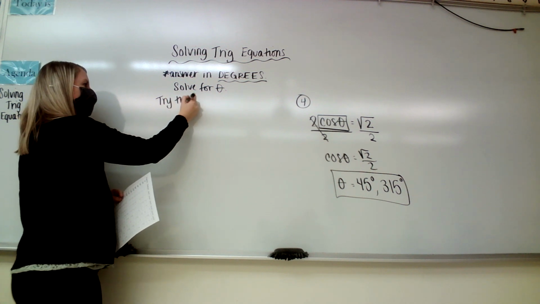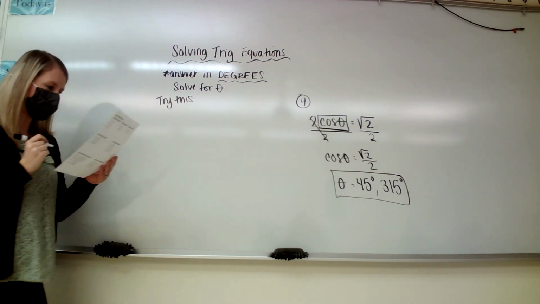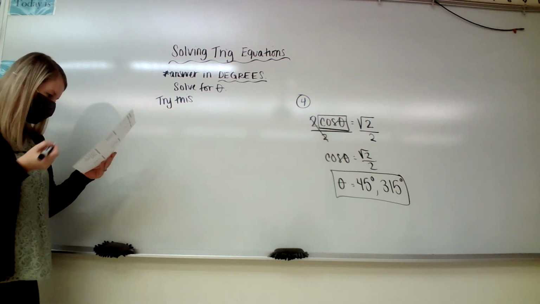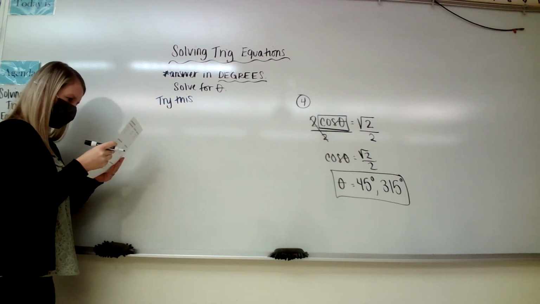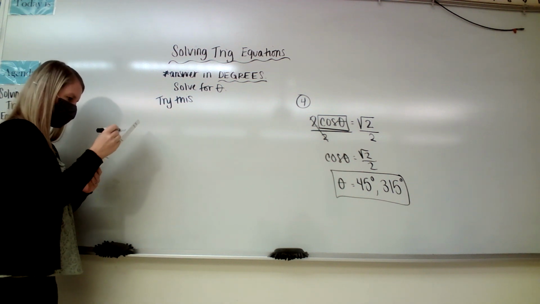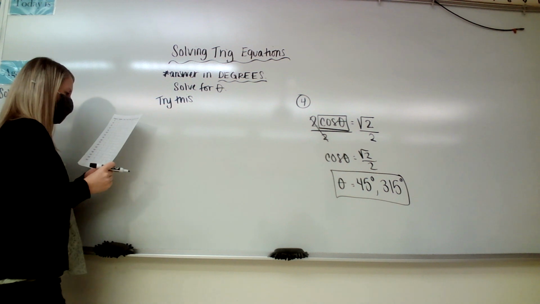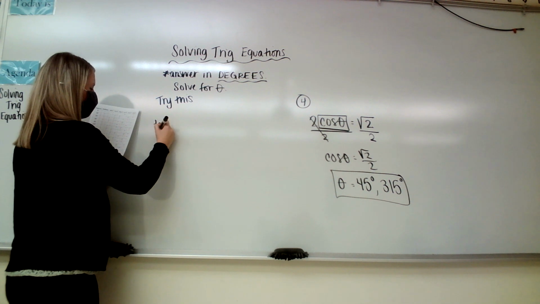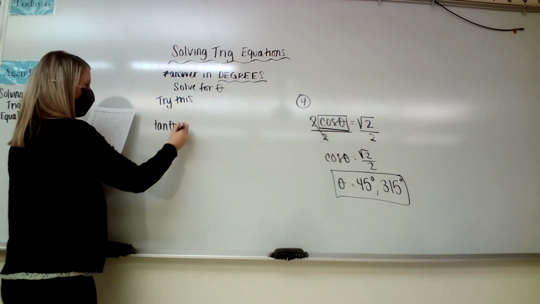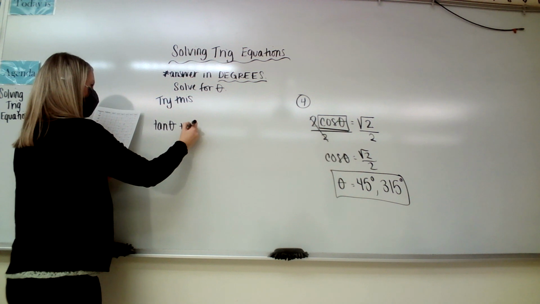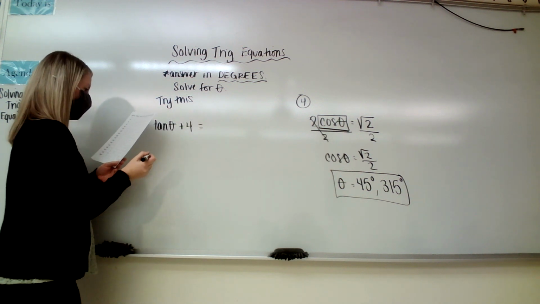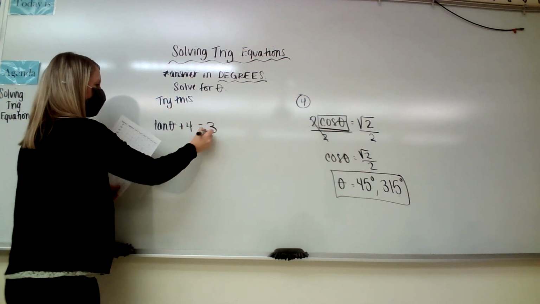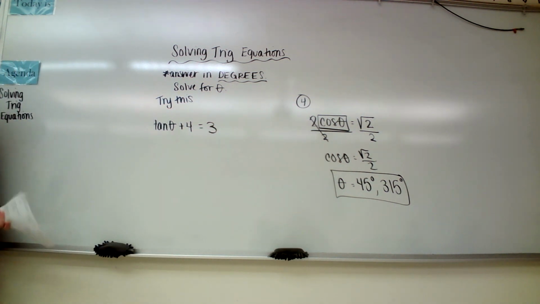Try this. You can't really get too crazy with these. Actually, let's use a different one. Let's say tangent of theta plus 4 equals 3. So it's not always zeros there. Sometimes you have different things.